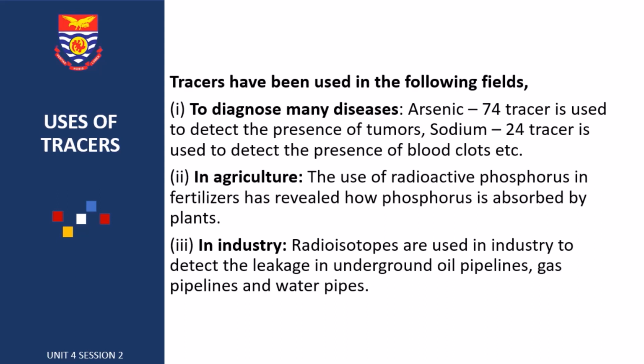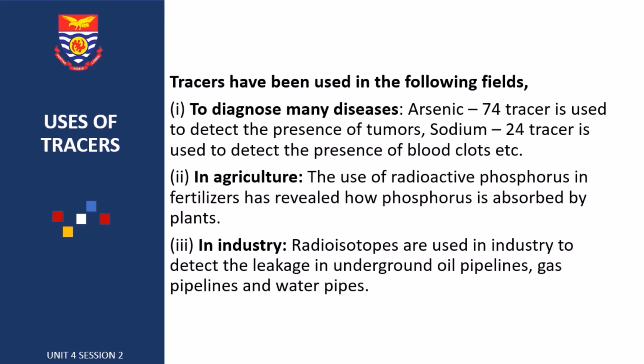Radioactive tracers are also used in agriculture. The radioactive tracer is given to the plant in the form of a fertilizer, and the extent to which the plant is able to take up this fertilizer is monitored. So basically, the radioactive tracer in the form of phosphorus fertilizer helps to reveal how phosphorus is absorbed by plants, and this helps in the improvement of the quality of fertilizer and also to know if the fertilizer is effective or not.